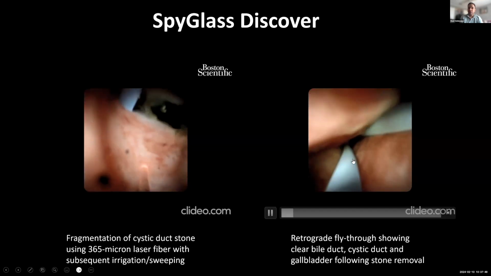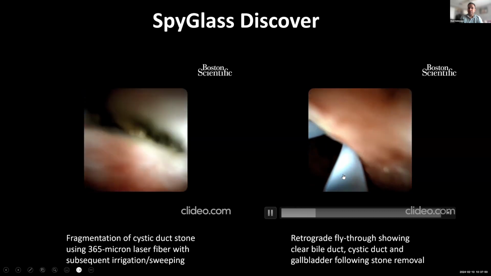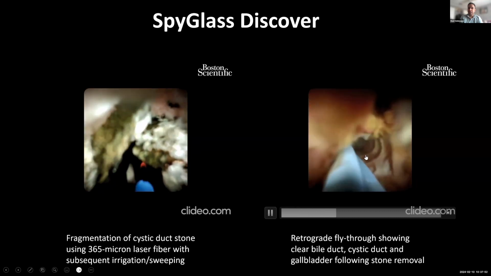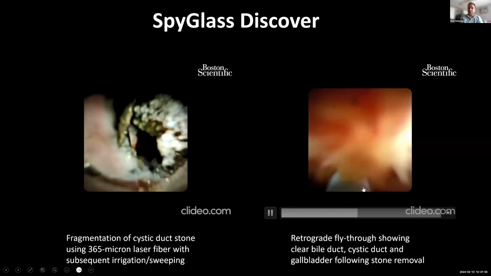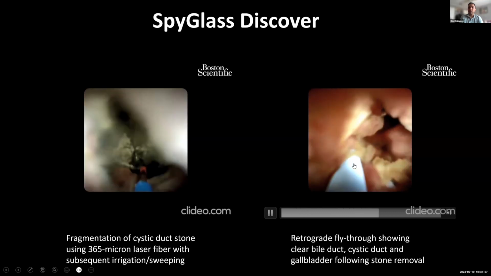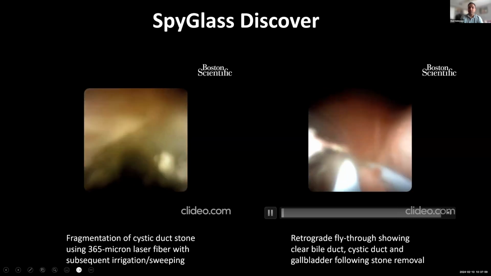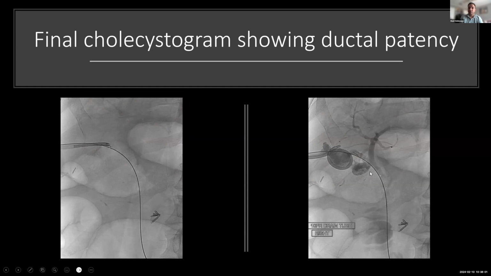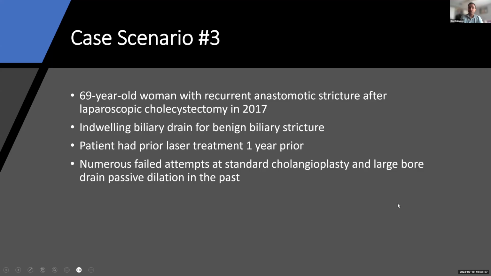So here you can see the flyback after we've cleared the stone. Coming back into the common bile duct, the cystic duct now, and then back into the gallbladder lumen here at the end. You can see that this is nicely cleared out, and then you can see on the final cholecystogram, a week or two after that procedure, that the bile duct looks nice and open.